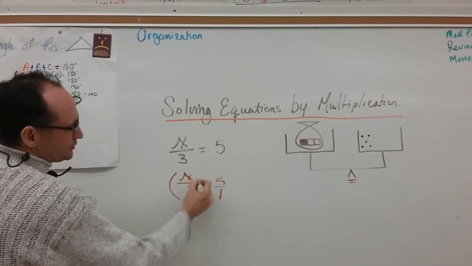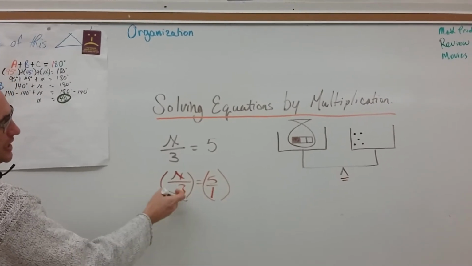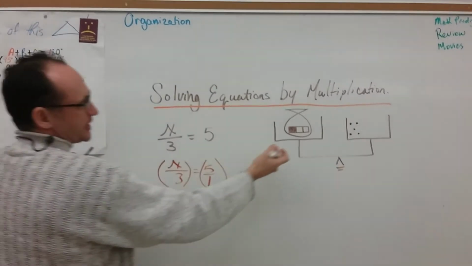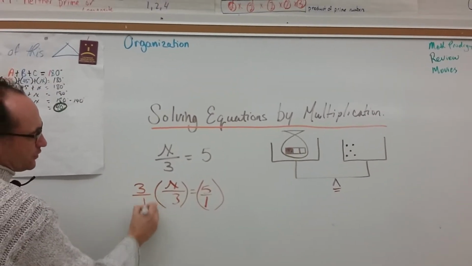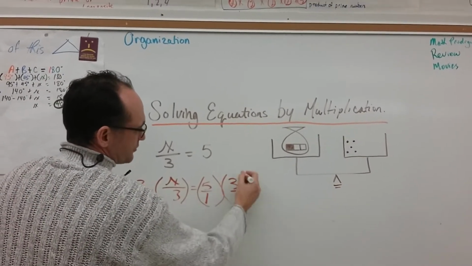And then you're going to multiply each side by whatever fraction is required to make it whole. So in this case, because it's a third, you're going to multiply it by 3 over 1, or the inverse. And you're going to do that to both sides, and you can put brackets around it.